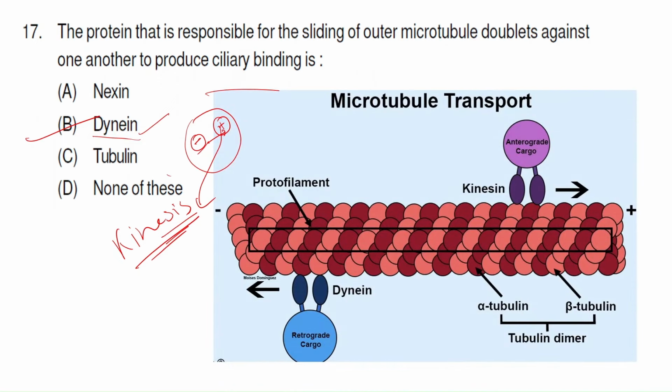For microtubule transport, any food vesicle or anything that is getting transported in the cell is transported with the help of these two proteins, kinesin and dynein. Remember, if it is minus end, then it is dynein. If it is plus end, then it is kinesin.